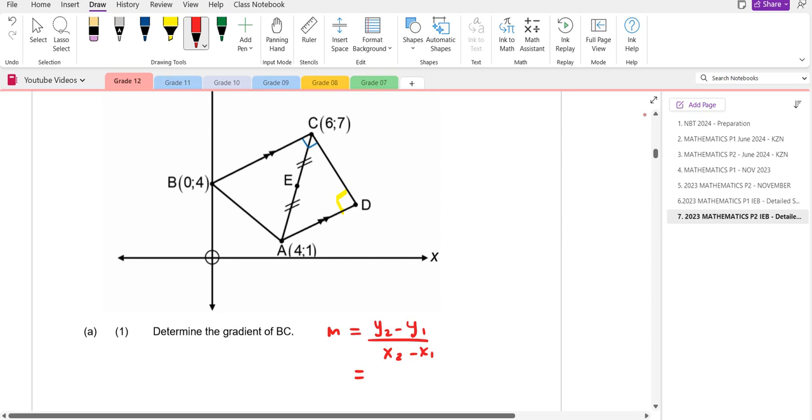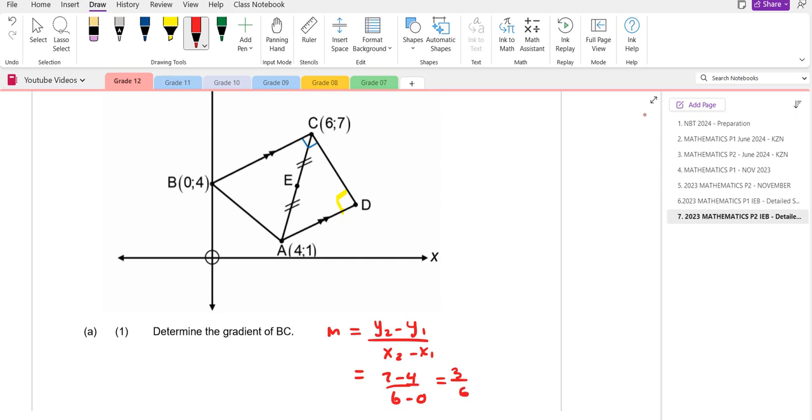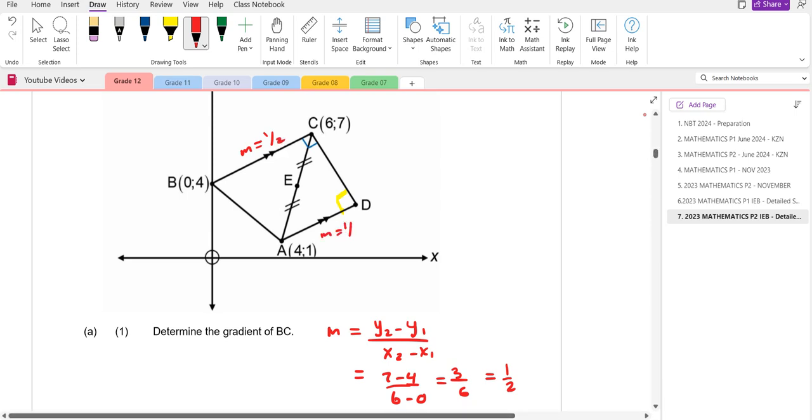7 minus 4 divided by 6 minus 0. So I'm getting 3 out of 6, which is half. So if the gradient is half here, it's also going to be half here, right? And because this is perpendicular, this gradient is going to be -2. So that's the analysis that we have so far. Let's move on to the next question.